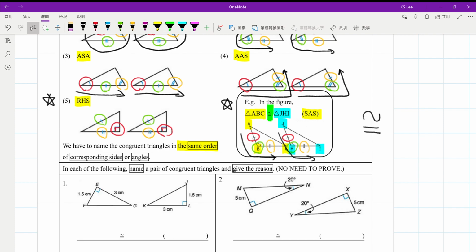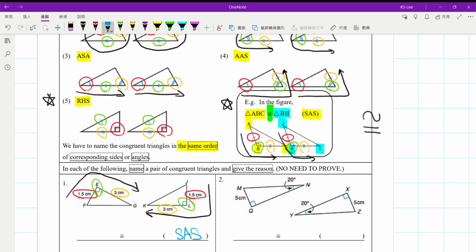So for number 1, we have the first pair of equal sides, 1.5 cm. And then we have a pair of equal angles, 90 degrees. And then we have a pair of sides again, 3 cm. So they are in this order. Okay, so we can say that these two triangles are congruent using the reason SAS, side angle side.